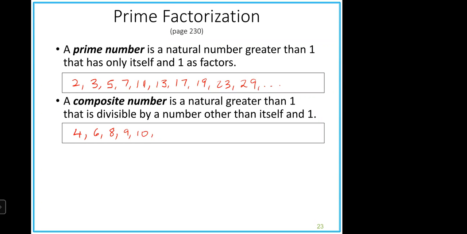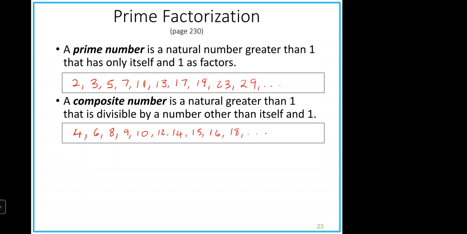12. 14. 15. 16. 1, 2, 3, 4, 5, 6, 7, 8. Now, what's the next one after 16? 18. And so we could continue on and on.